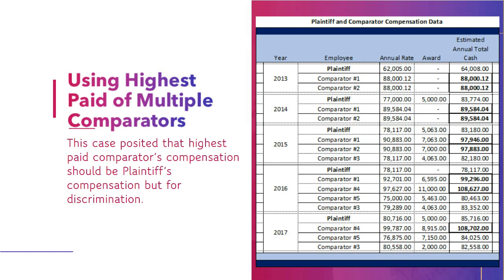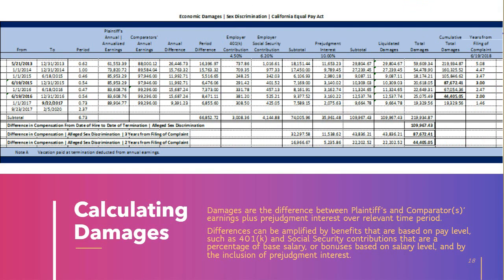When you are calculating damages, generally in a fair pay case, people are generally focused on the salary differentials. But one thing that you want to remember is that there may be other elements of compensation that also tie to salary that are going to amplify the damages when you include them. So in one case that I had, there was a 401k that was 4.5% of salary. So I put that in there as well.